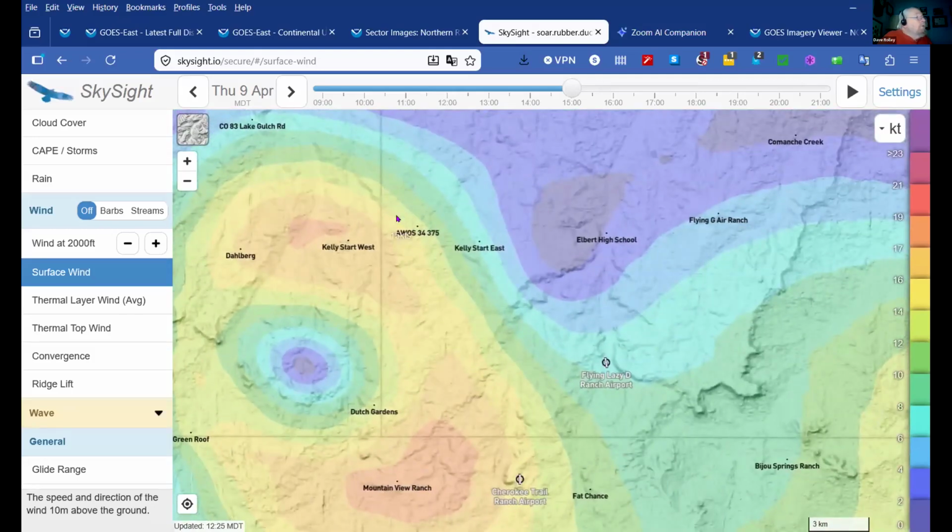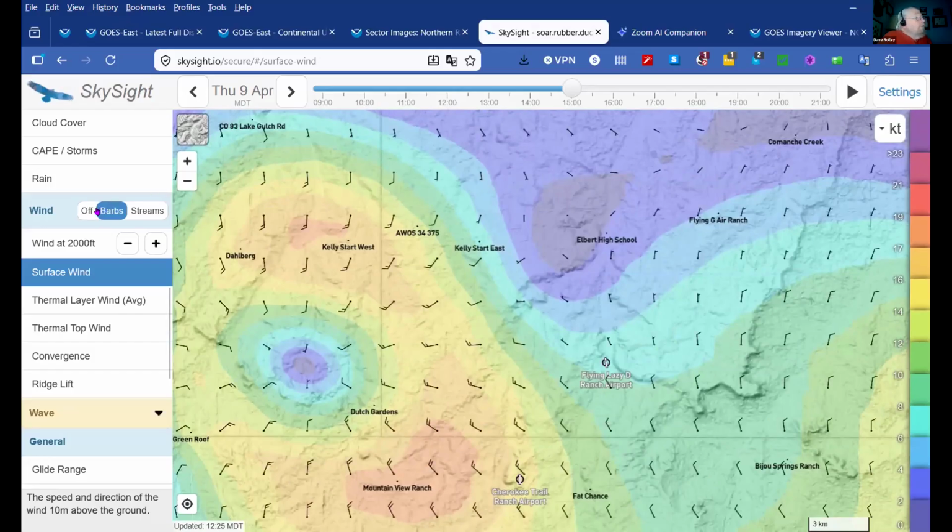I've got the AWAS station marked on the airport. So here's the winds. Let's throw the barbs on there. So the wind's out of the south at the surface. At the 10-meter level, somewhere 5 to 15, southwest to south the further north you go, and more from the west the further south you go. Notice the outflow around this right here. You can see that circle.